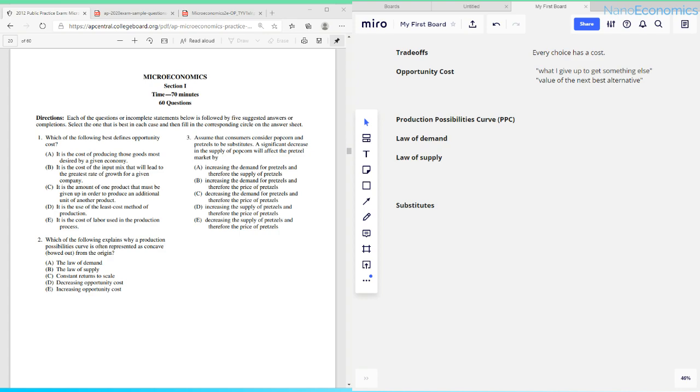So for choice C, it's the amount of one product that must be given up in order to produce an additional unit of another product. And this matches up with what I expected, the phrasing I expected to see in a question that talks about what best defines opportunity cost.